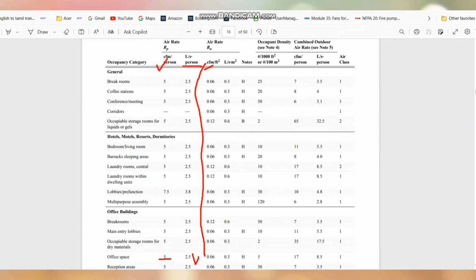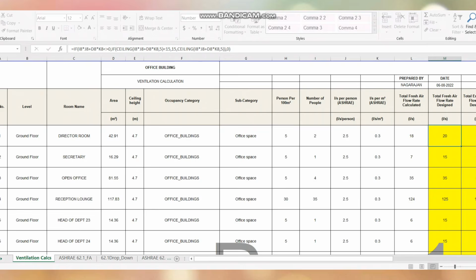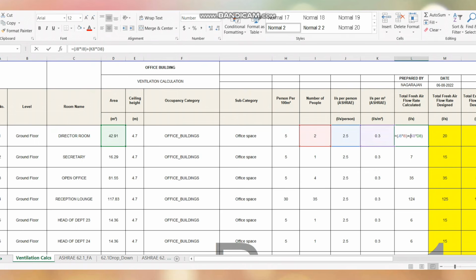And also if you make it in liter per second, this is what I am following for this Excel file. That will be 0.3 liter per second per meter square. So in our Excel file, it is in meter square and also in liter per second. So we have to follow 2.5 liter per second per person and 0.3 liter per second per meter square. Now let's go to the Excel file. You can see the same answer here, 2.5 liter per second per person and 0.3 liter per second per meter square. After adding these two values, you have the formula for the number of people.